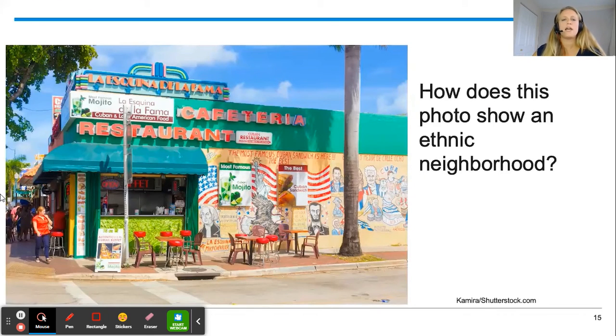So let's switch to how we can use cultural landscapes to look at ethnic neighborhoods. How does this photo show an ethnic neighborhood? This is a photo that's taken in Miami, but it looks like it could have been taken in Cuba, because this is actually in Little Havana. You see this sign in Spanish, and you see these traditional Cuban food and drinks that are available to be sold at this place. So this shows that this group of people, Cubans specifically, live in this area.